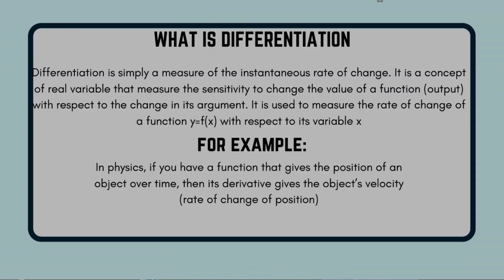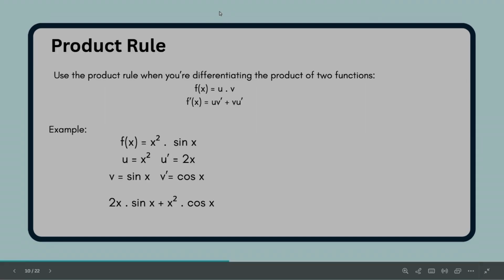Well, we start with what is differentiation. Differentiation is simply a measure of the instantaneous rate of change. It is a concept of a real variable that measures its sensitivity to change in value output with respect to the change in its argument. It is used to measure the rate of change of a function with respect to its variable. For example, in physics, if you have a function that gives the position of an object over time, then its derivative gives the object's velocity. Okay, now I'm going to explain techniques of differentiation.